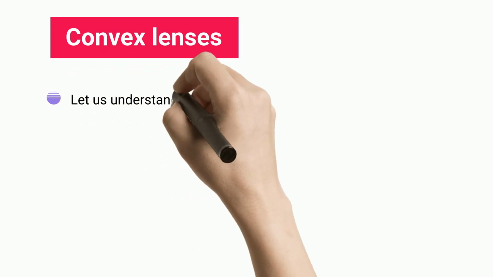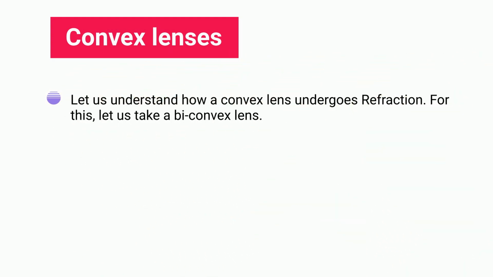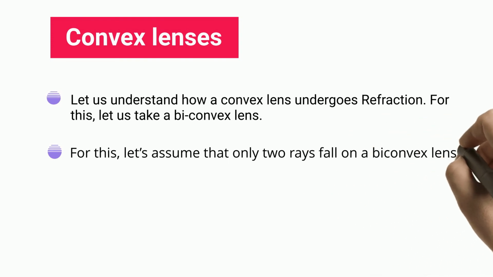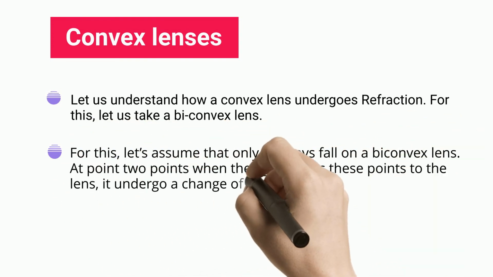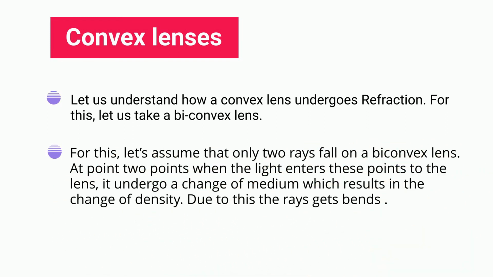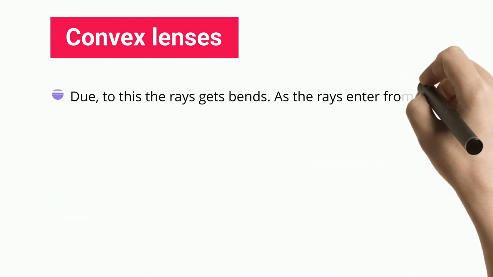Convex lenses. Let us understand how a convex lens undergoes refraction. For this, let us take a biconvex lens. Let us assume that only 2 rays fall on a biconvex lens. At 2 points, when the light enters the lens, it undergoes a change of medium, which results in the change of density. Due to this, the rays get bent.